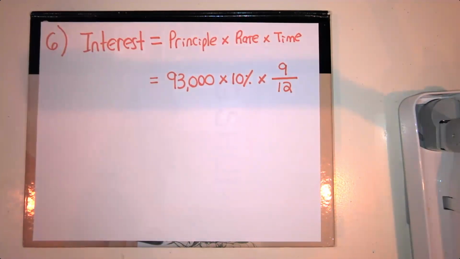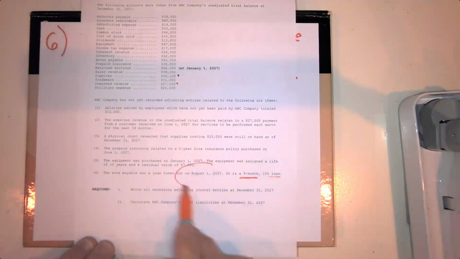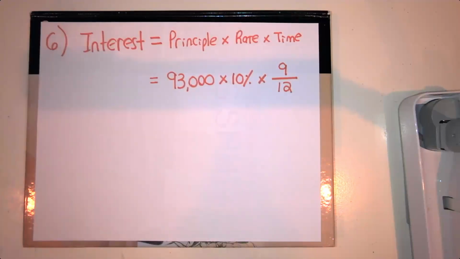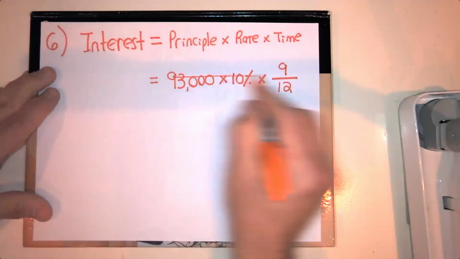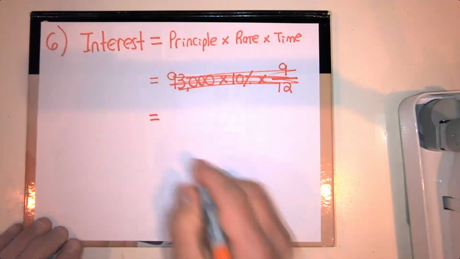The numerator of the fraction should represent how many months in this year the loan has been outstanding. As Grant said, the loan was taken out on August 1st. So August, September, October, November, December. In 2027, that loan has been outstanding 5 months. So we can calculate our interest.